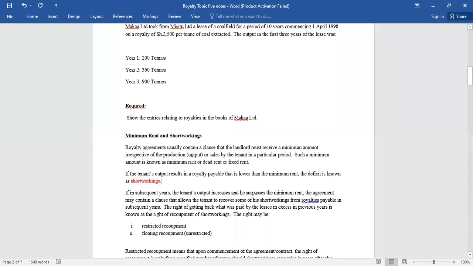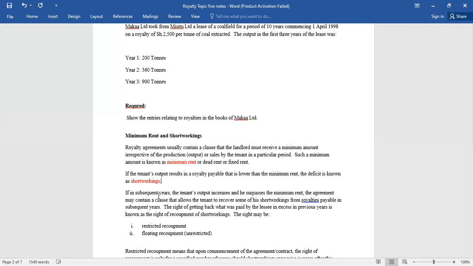So we've said, I want to highlight these terms for you. Initially, these are the entries that you'll be making in the respective books. Whether there was output or no output, the landlord will be expecting you to make a commitment. This commitment is what we are calling the minimum rent. Should it happen that whatever you paid is less than what you are going to exploit, the deficit is what we are now calling the shortcomings.